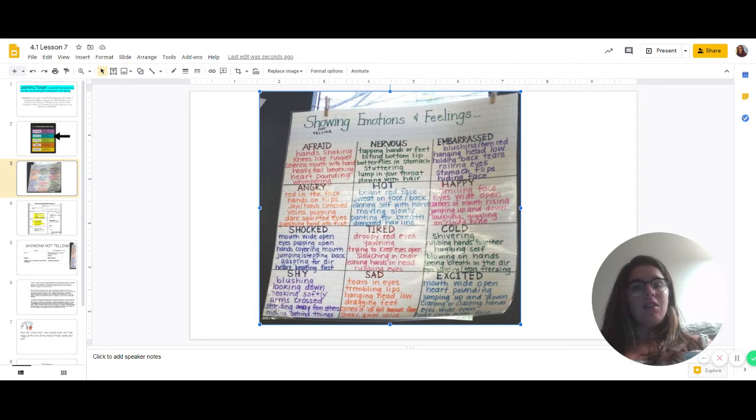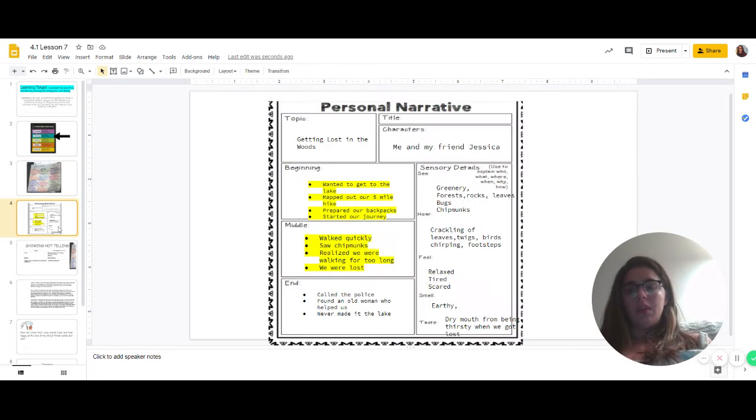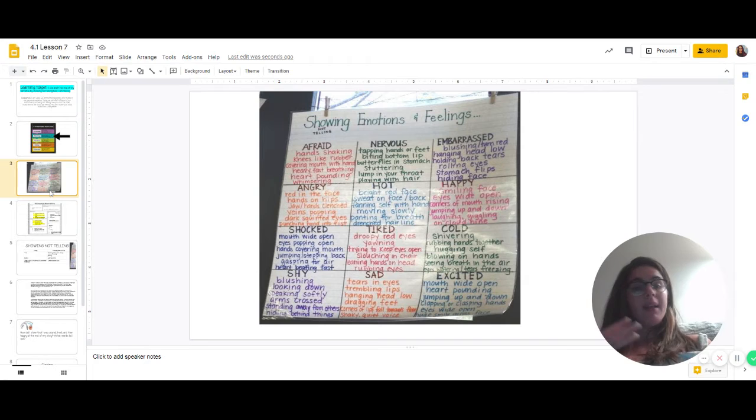Some other ways here are, instead of saying your character is afraid, you can show it: nervous, embarrassed, angry, hot, shocked, tired, cold, shy, sad, and excited. These are all some of the common emotions, and underneath it, I wrote different ways that you can show it. So I'm going to give you an example by writing my ending to my personal narrative.